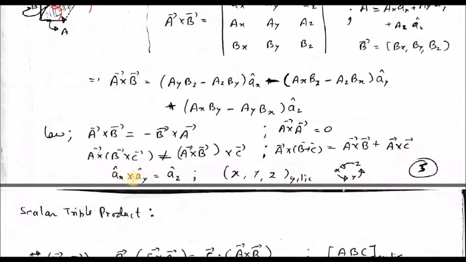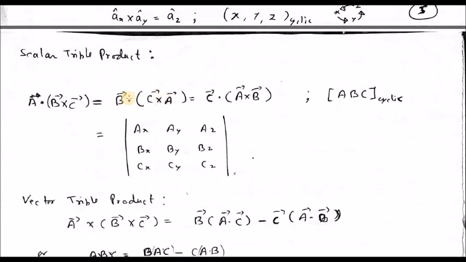Also, since x, y and z are mutually perpendicular to each other, we will have x cross y equal to z, and then the cyclic pattern follows: x cross y gives you z, y cross z gives you x, and z cross x gives you y. But if it is ay cross ax, then it will be minus az, and likewise.